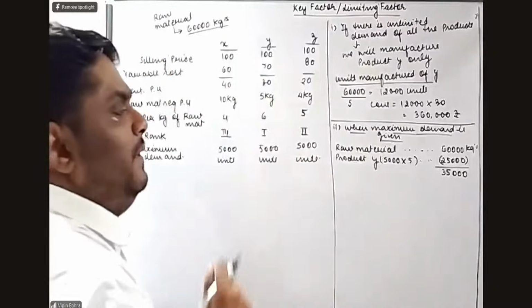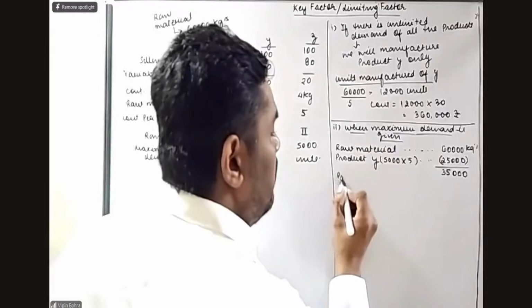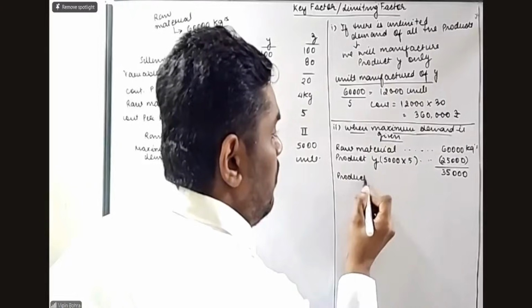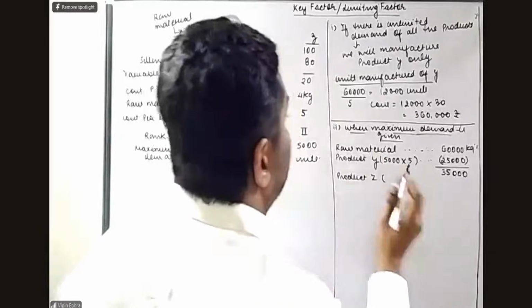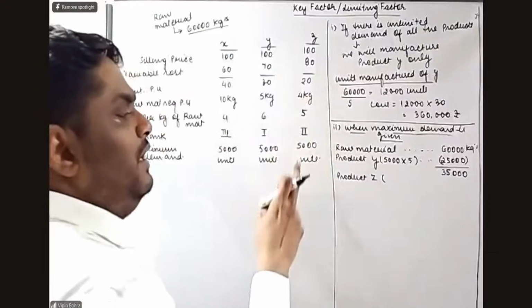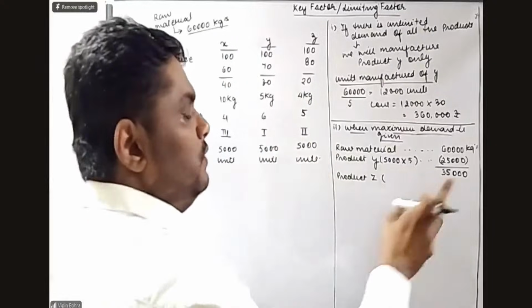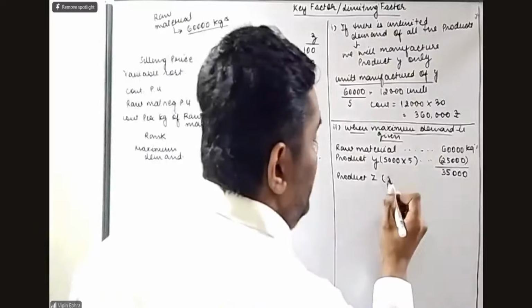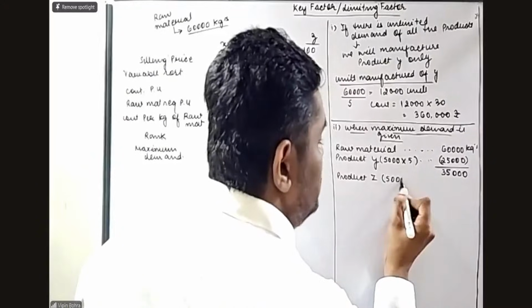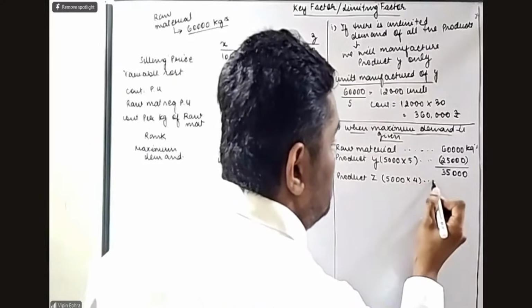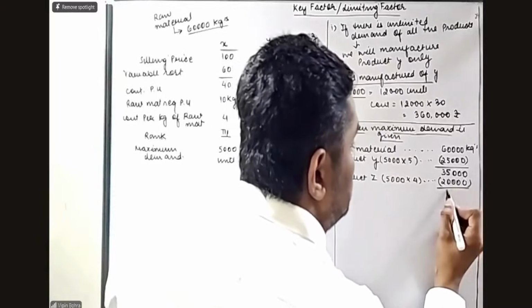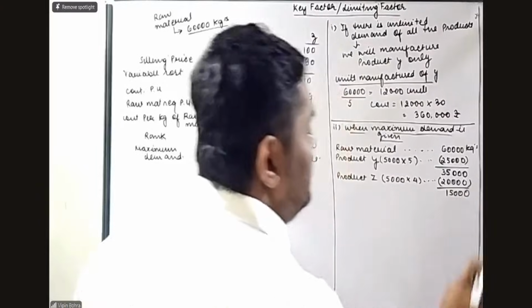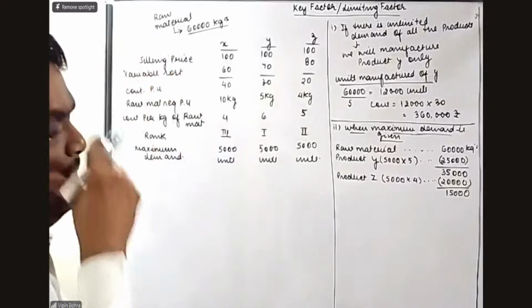Thereafter we'll manufacture product Z. 5,000 units, 4 kgs per unit, so 5,000 into 4 kgs will be 20,000. Yes, we have sufficient balance. So still we are left with 15,000 kgs of raw material.